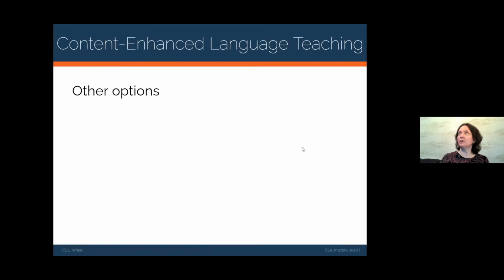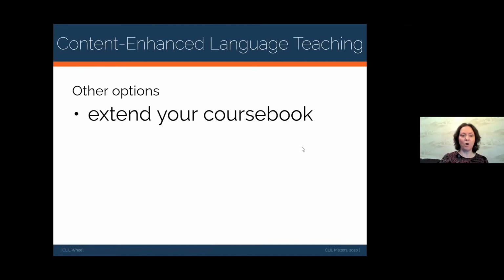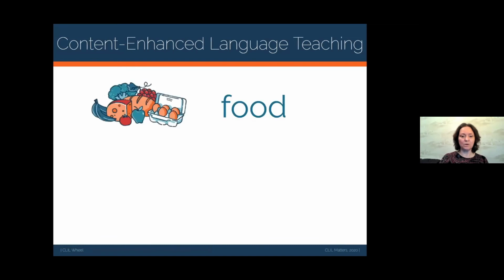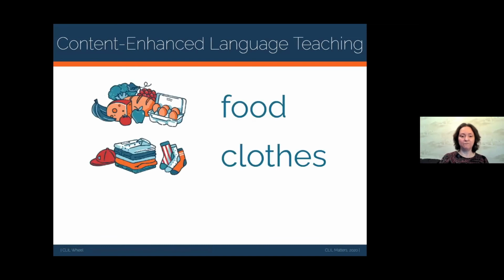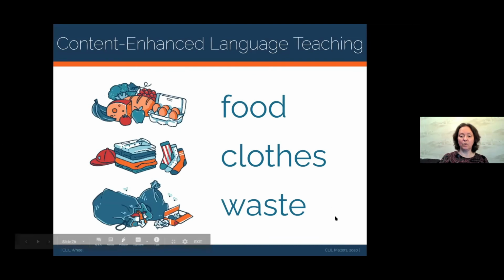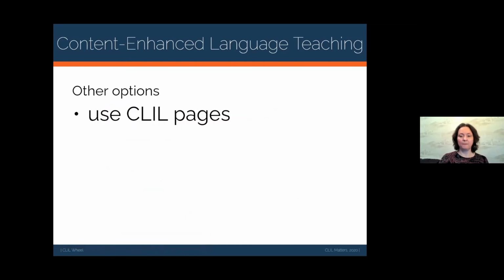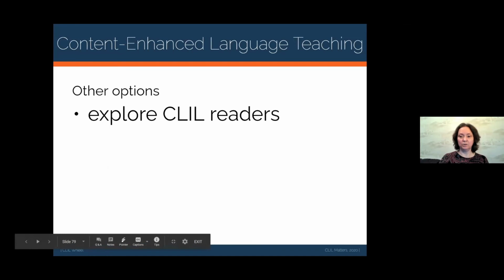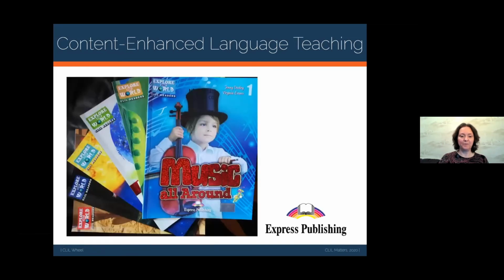What are other options that you can use if you want to do a little bit more content? You can extend your course book. For example, you talk about food or clothes in your courses. So why not move into sustainable development from there? You can use CLIL pages if your book already has CLIL pages, but it would be good to extend it into a few lessons. Or you can explore CLIL readers, like this series by Express Publishing.